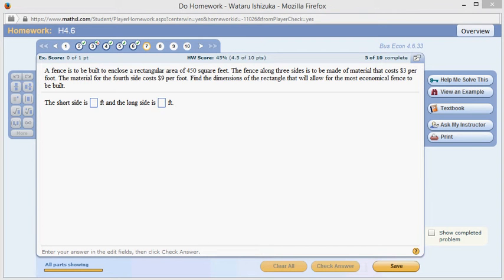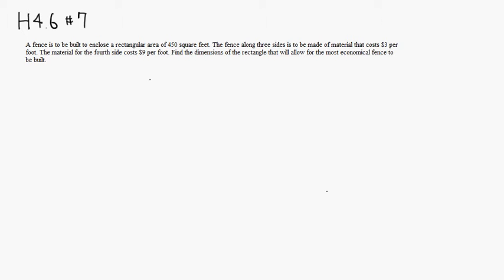Alright, let's look at homework 4.6, problem number 7. We want to enclose a rectangular region. The area has to be 450 square feet. We fence along 3 sides with a cheap material that costs $3 per foot. On the last side, it's expensive fence, $9 per foot. We want to find the dimensions of the rectangle that will minimize the cost of the fence.